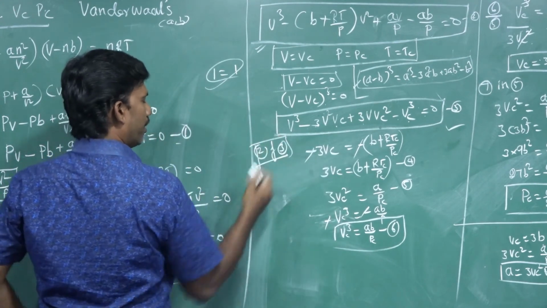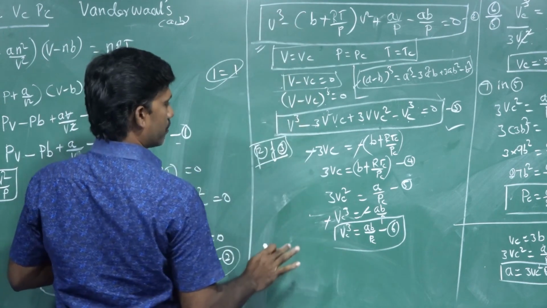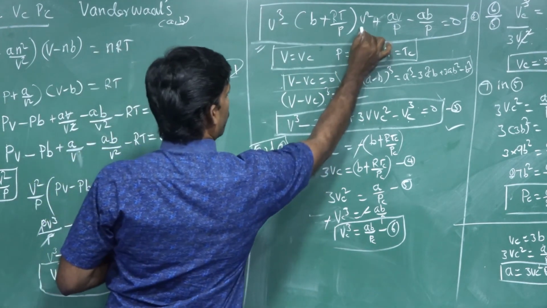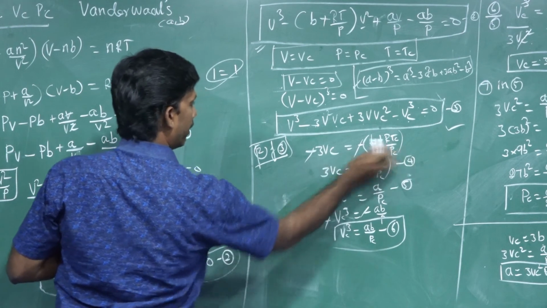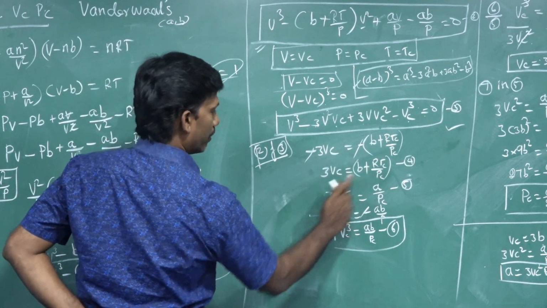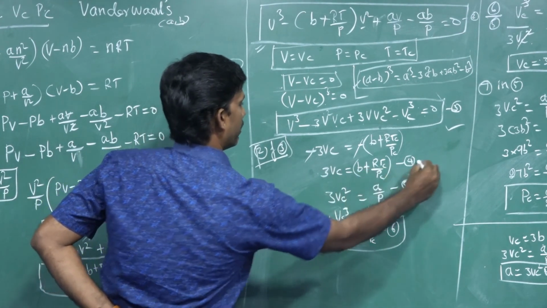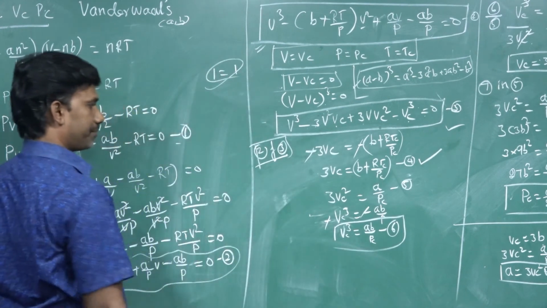Okay. When you compare the coefficients of V, there is no chance of Vc, it will be 1. Whereas for V squared, there may be a chance to get Vc. By applying this, you are going to get 3Vc equal to b plus RTc by Pc. This is equation number 4.